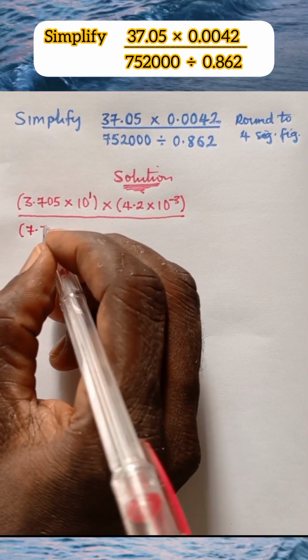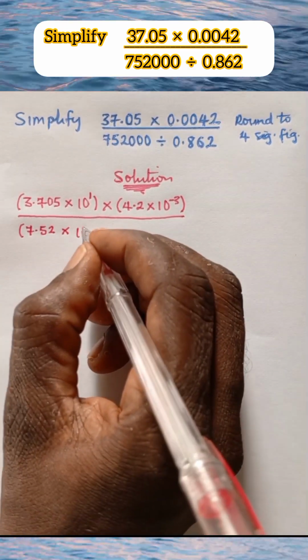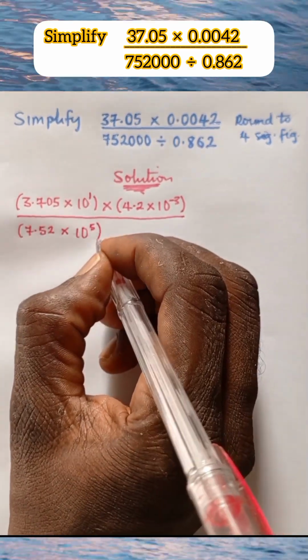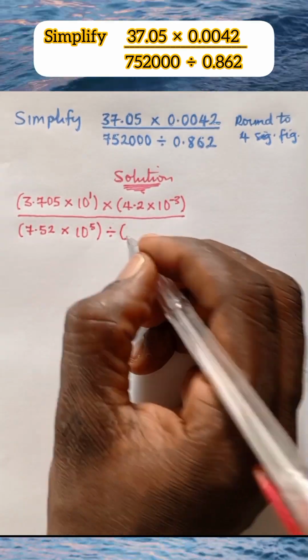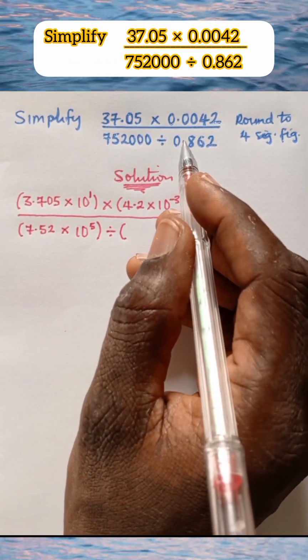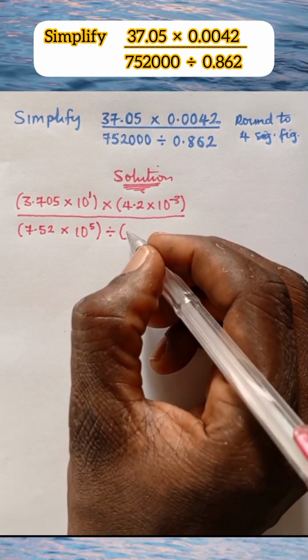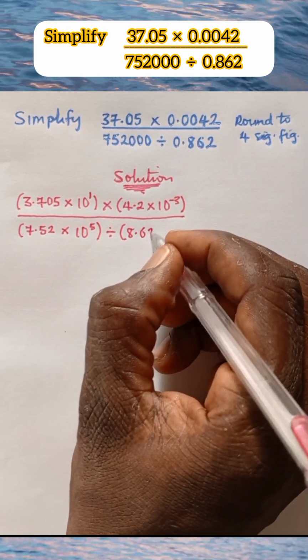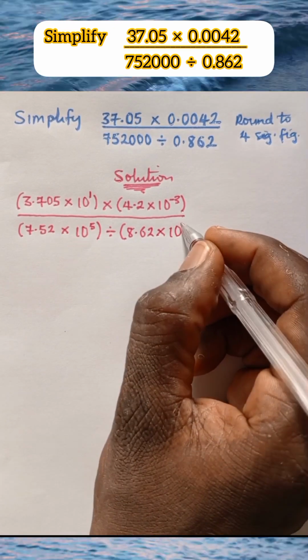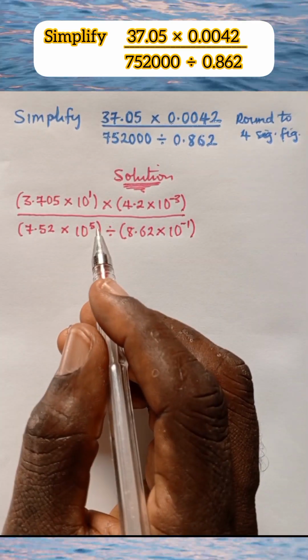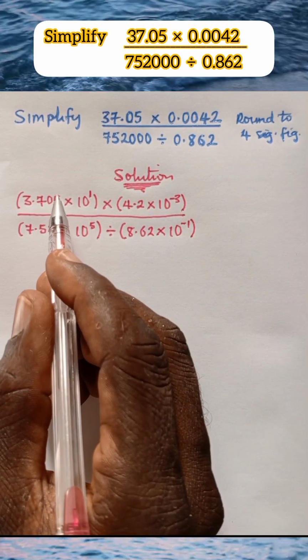So we have 7.52 times 10 raised to the power of positive what? 5. Then divide by, here we are moving the point to the right hand side one time. And because we moved to the right, we are going to raise to the power of negative 1. 8.62 times 10 raised to the power negative what? 1.